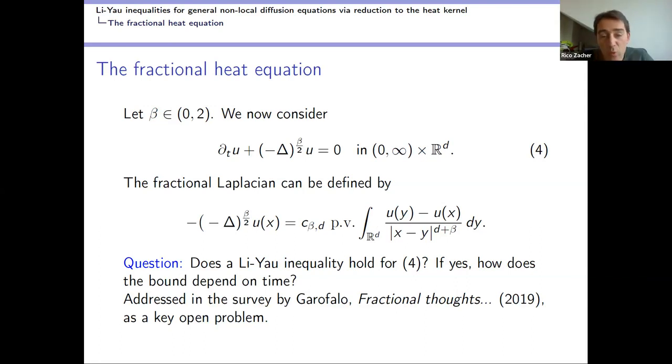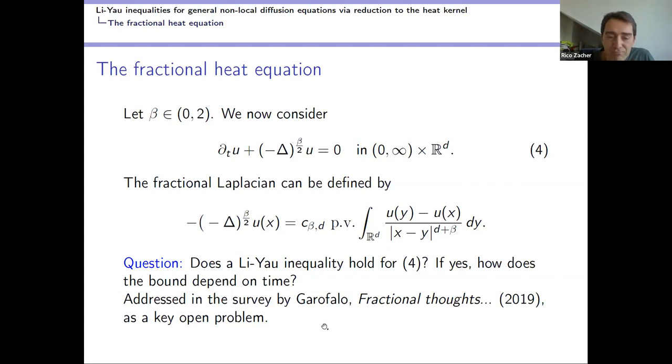And now the question is, do we have a Li-Yau inequality for equation 4 as well? And if so, how does the right-hand side depend on time? Before we had a behavior like 1/t, and the question is, is this similar here, or do we get another function? This problem has been addressed in a recent survey by Garofalo, where this is seen as a key open problem for the fractional Laplace operator. Let me mention that Garofalo is an expert who works in geometric analysis, so he's well acquainted with the notion of curvature dimension inequality, and he's in particular interested in such inequalities.